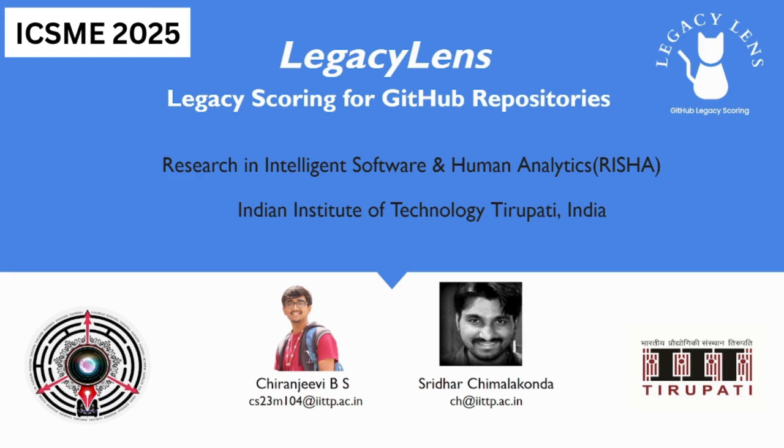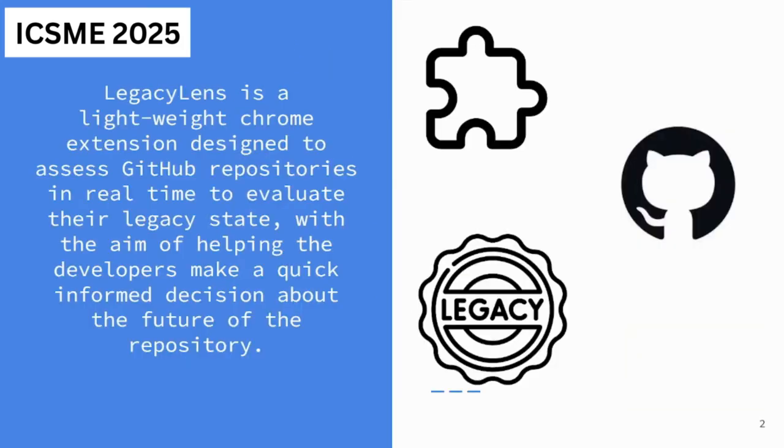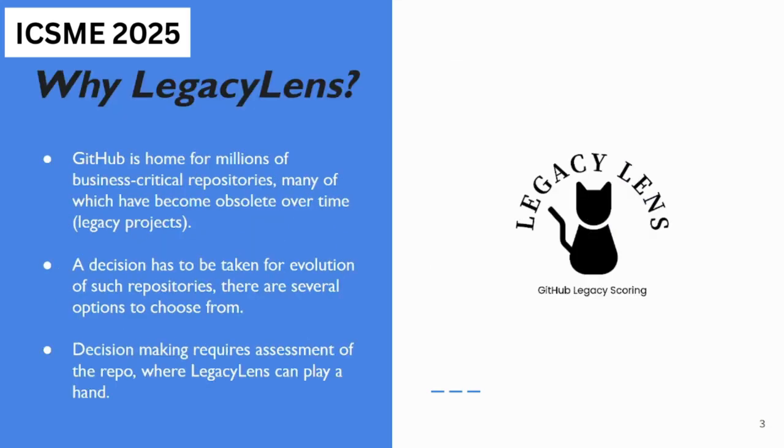In the interest of demonstrating our tool, LegacyLens, Legacy Scoring for GitHub Repositories, I'll be presenting today on behalf of my co-author, Dr. Sridhar Chimalkonda. Let's begin with defining what is LegacyLens. LegacyLens is basically a lightweight Chrome extension which is designed to assess GitHub repositories and evaluate them based on their legacy state. The aim is to help the developers to make a quick, informed decision about the future of the repositories. Now let's understand why do we need such a tool.